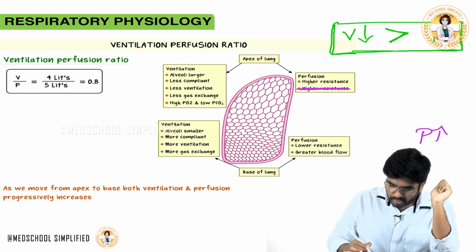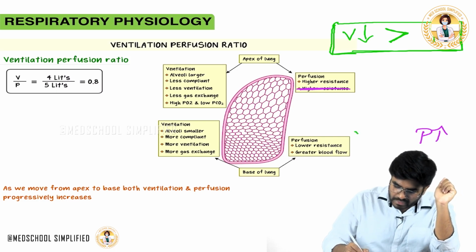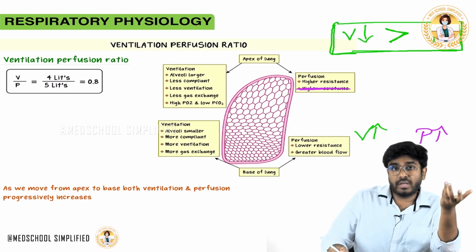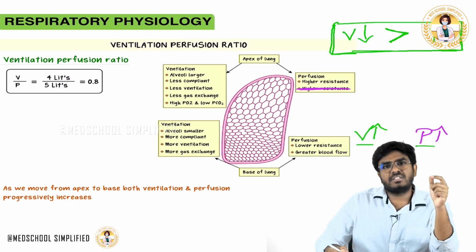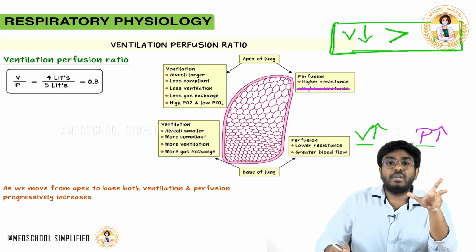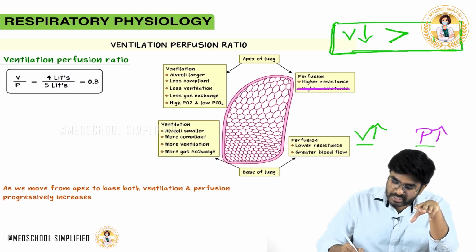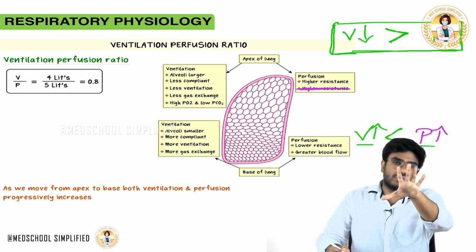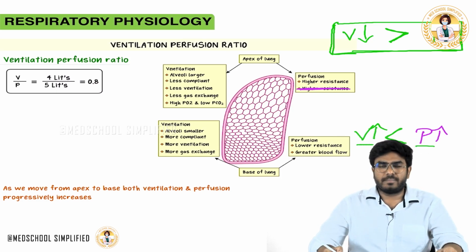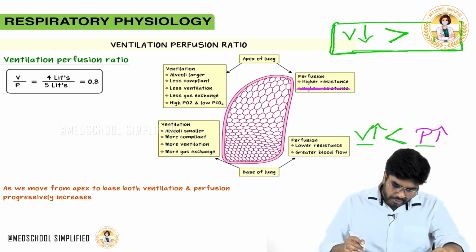So what I am trying to put into your mind is, in the base of the lung, ventilation is more, no doubt, because alveoli are more compliant, and perfusion is also more. Ventilation is more as well as perfusion is more. But if you compare them head to head, perfusion is more than the ventilation, or I can say ventilation is less when compared to perfusion. These are the points which I want you to know.